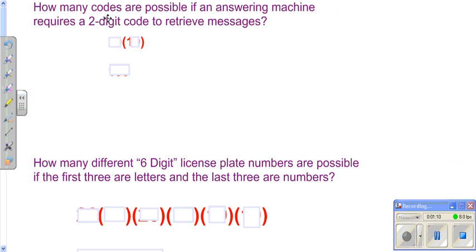How many different two-digit codes could an answering machine have? Well, how many digits do we have on a number pad on a phone that we could enter? Well, there's digits 1 through 9, and there's 0, so it's 10 possibilities for the first number. And then there'd be 10 possibilities for the second number. Fundamental counting principle says you multiply those together and you get 100.